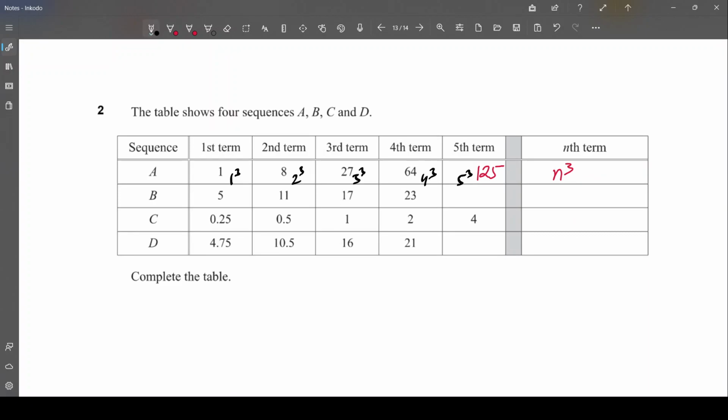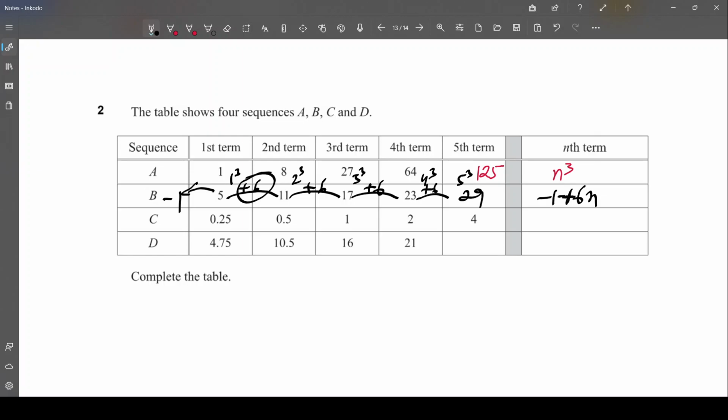So this is 5, this is 11. Let's add and check. 5 plus 6 is 11, 11 plus 6 is 17, 17 plus 6 is 23, and the next term should be 23 plus 6, which equals 29. Actually we are adding 6 to it, right? So for finding it without the formula method, I should subtract 6 from the first term and I will get -1, right? And with this common difference, I'll put n: -1 plus 6n.